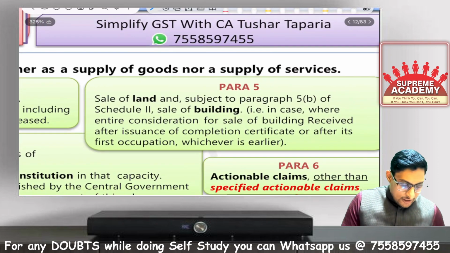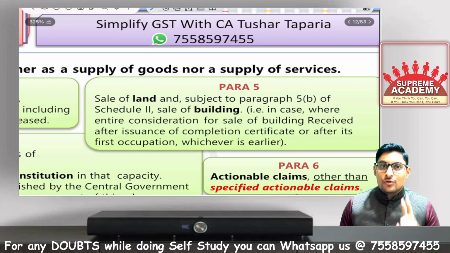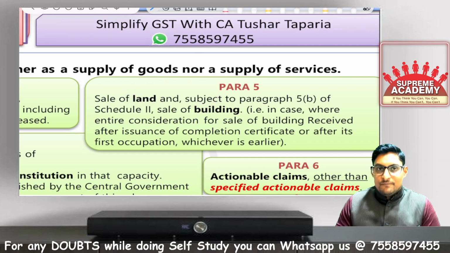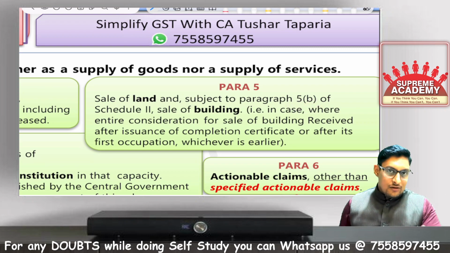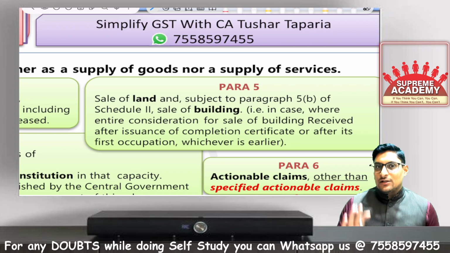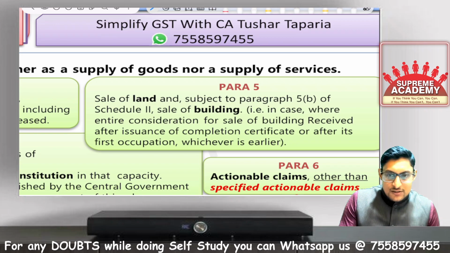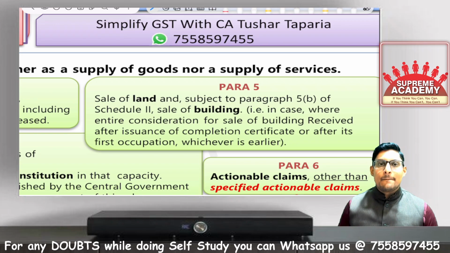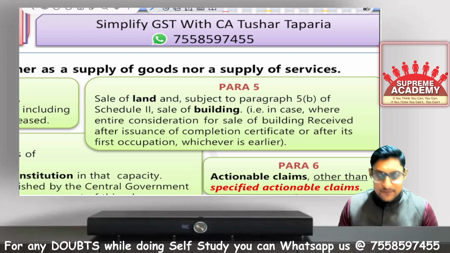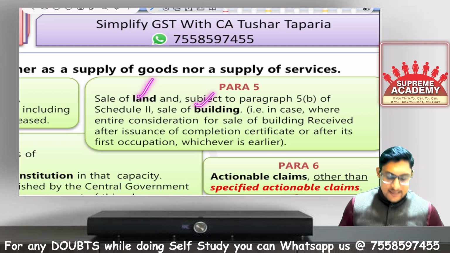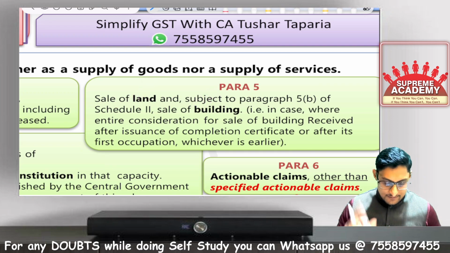Next, para 5, sale of land and building, subject to Schedule 2 para 5b. Yes, we have seen this right now. The completion certificate or first occupancy, whichever is earlier: any amount received before that will be taxable. The whole amount will be taxable. Any amount received after this event will be exempt because it will be excluded from the definition of supply. So sale of land and building is excluded from the definition of supply.